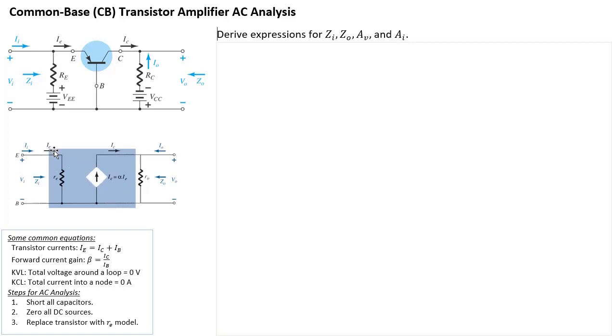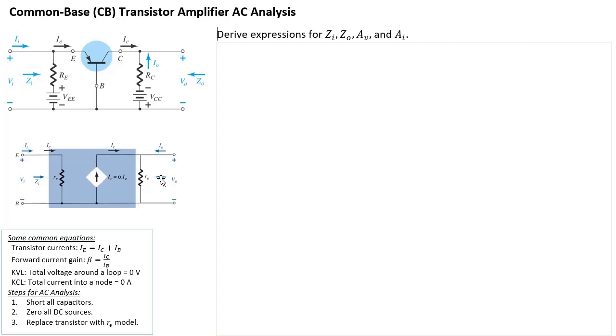IE is the emitter current flowing in, and IC is the collector current flowing out. We can also have an ro. Again, ro is typically very large, so if you're connecting anything in parallel with ro, the ro becomes insignificant.